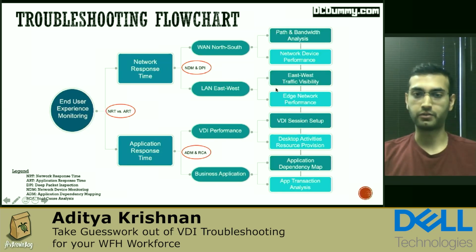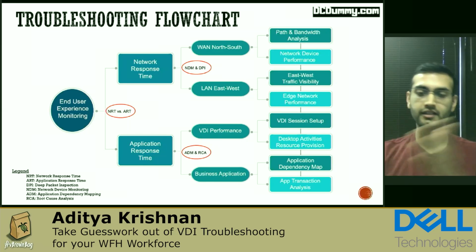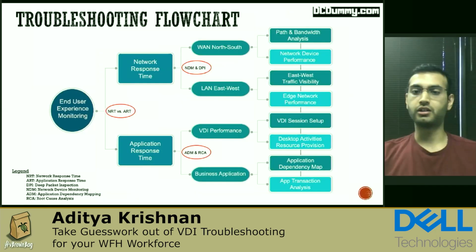Secondly, with regards to the LAN east-west traffic, you would want to make sure that you have adequate east-west traffic visibility so that you can see all the connections between your VDI desktops to your application servers, or even between the different VDI desktops in between different hosts and things of that sort. And finally, you would also want to see the network edge performance to see if there are any particular issues with those remote sites within your environment as well. So this would be a very, very simplistic troubleshooting flowchart to quickly see what's going on within your environment.